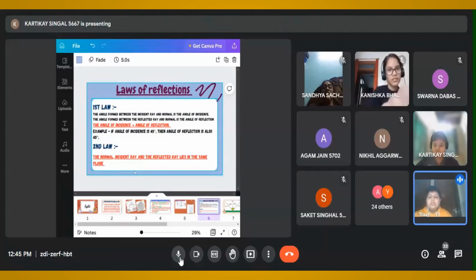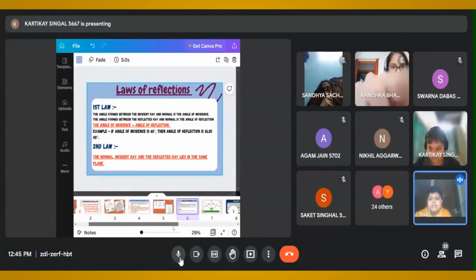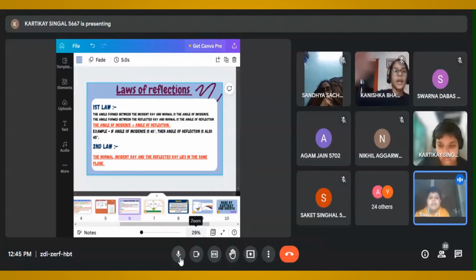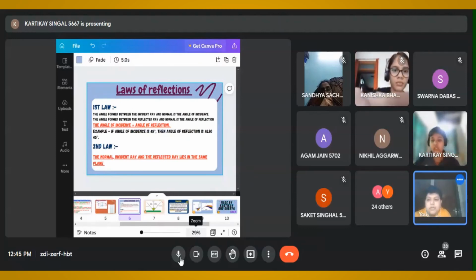First law. To understand the first law better, you first have to understand what is the angle of incidence and what is the angle of reflection. The angle formed between the incident ray and the normal is the angle of incidence, and the angle formed between the reflected ray and the normal is the angle of reflection.